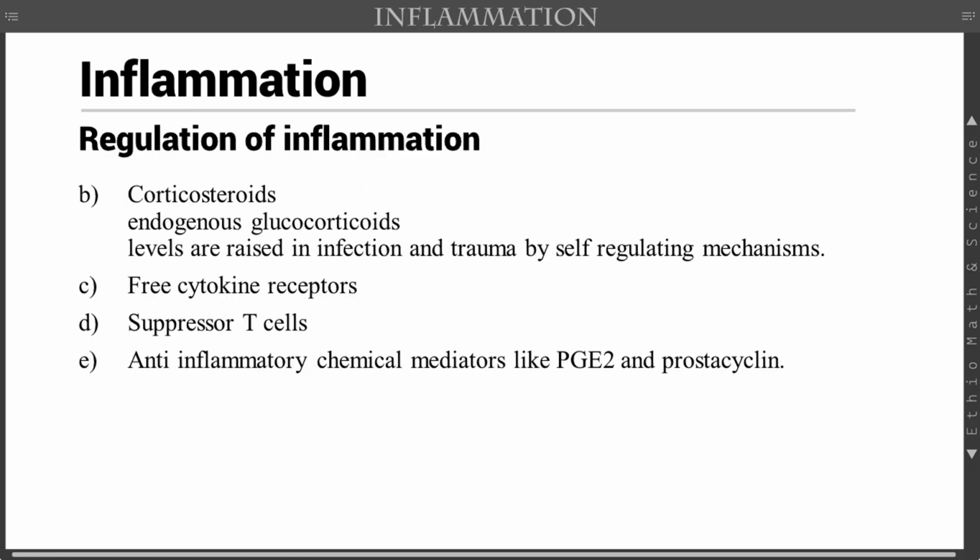Other brakes include endogenous glucocorticoids, your own corticosteroids, which rise during infection and trauma to dampen the response. The body also releases free cytokine receptors that can soak up excess cytokines. Suppressor T cells, regulatory T cells, help tone down immune activity. And lipid mediators such as PGE2 and prostacyclin provide anti-inflammatory signals that counterbalance the pro-inflammatory push.